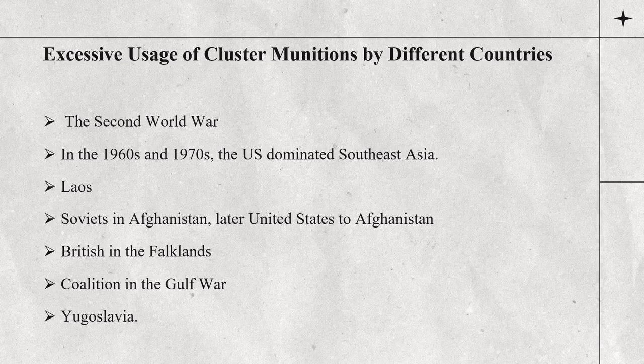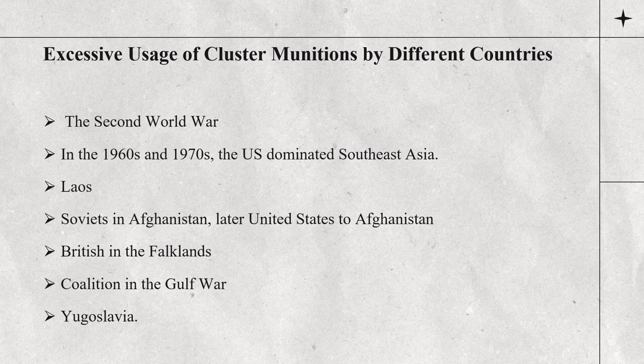Excessive use of cluster munitions by different countries. Cluster munitions have been used in at least 21 states by at least 13 different countries. They were used extensively in Southeast Asia by the United States in the 1960s and 1970s. The International Committee of the Red Cross estimated that in Laos alone 9 million to 27 million unexploded submunitions remained after the conflict, resulting in over 10,000 civilian casualties to date.